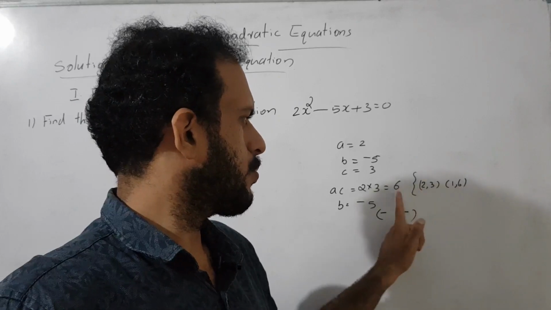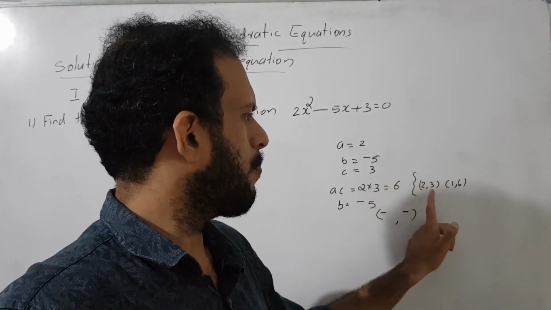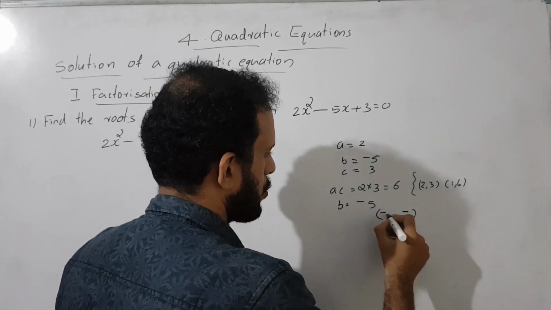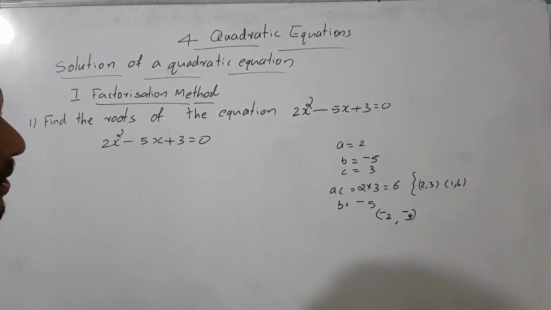1 into 6 is also 6. Then whose sum is 5? 2 plus 3 sum is 5, correct? So the numbers are minus 2, minus 3. So now we got it, the pairs. What are they? Minus 2 and minus 3.